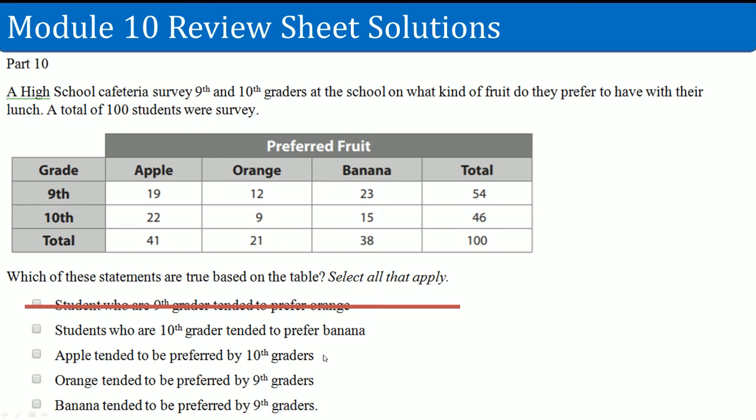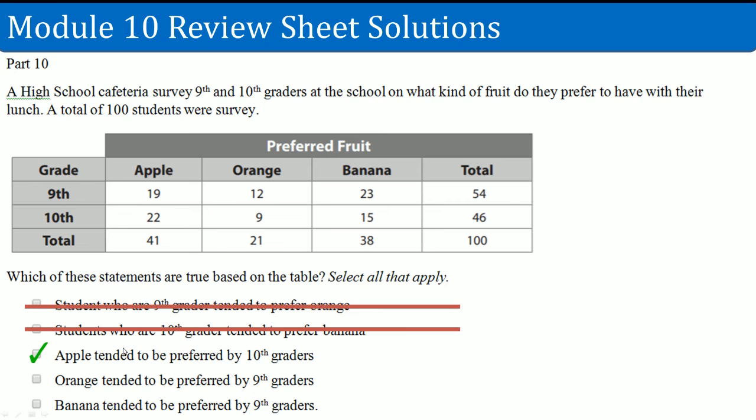10th graders prefer bananas. Let's see. 22 for apples, 9 for oranges, and 15 for bananas. Nope, apple was the highest, so that is wrong. Apples tend to be preferred by 10th graders. That is correct. Apple was 22 for the 10th graders.